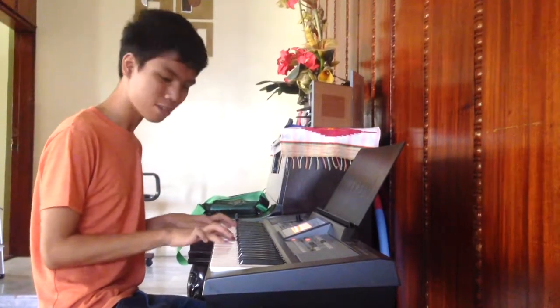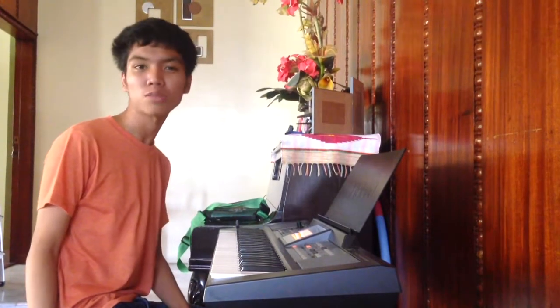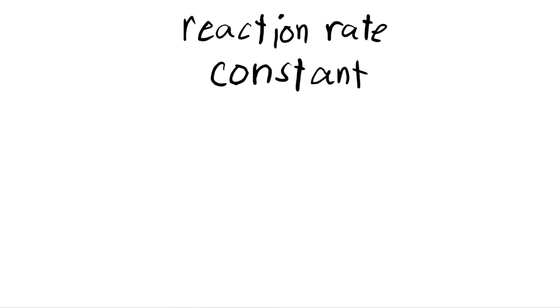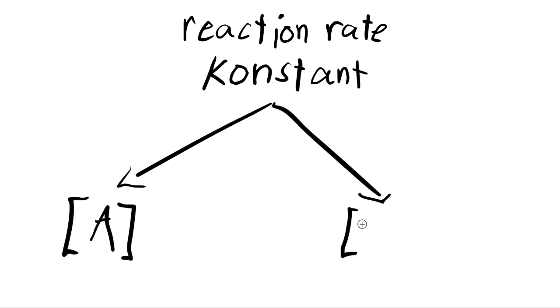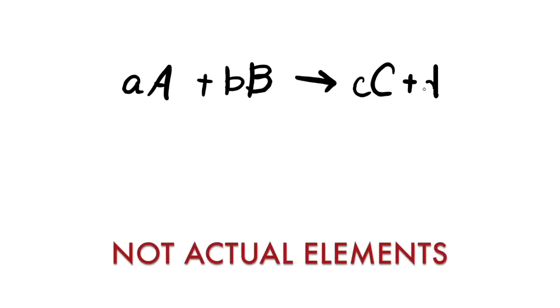First, we must discuss rate law expressions. In a rate equation, we relate the reaction rate constant denoted by the letter K to the concentration of the reactants. This will result in the reaction rate denoted by the letter R. In this example formula, A plus B is equal to C plus D. These aren't actual elements, by the way.